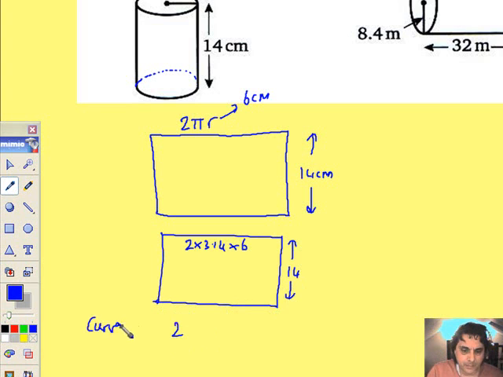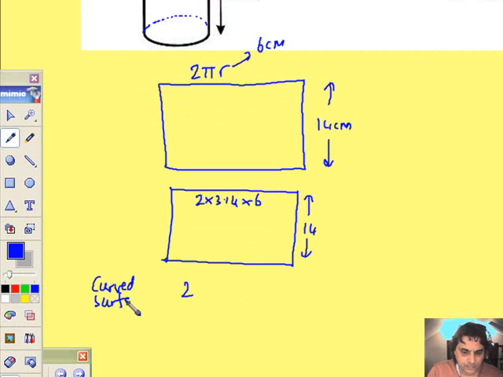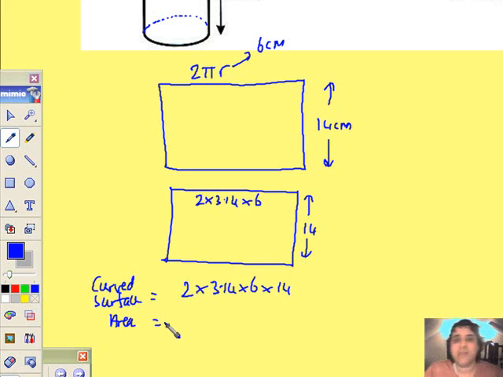Curved surface area is going to be 2 times 3.14 times 6, so it'll be that times 14. That's an area of a rectangle, which becomes my curved surface. So here I go. 2 times 3.14 times 6 times my vertical height of 14, all comes to 527.52 centimeters squared. Is that alright?